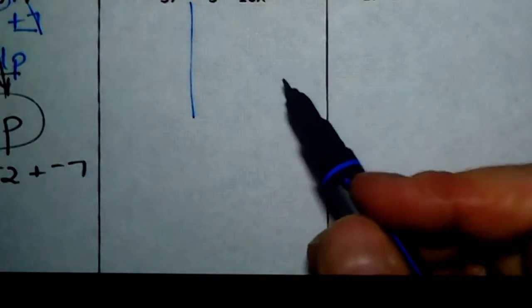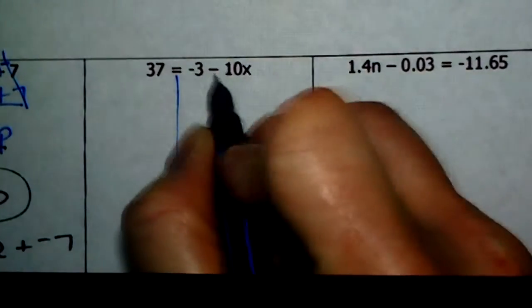Alright, next one, draw your line. This is subtracting 10x, so I need to add a negative 10x.